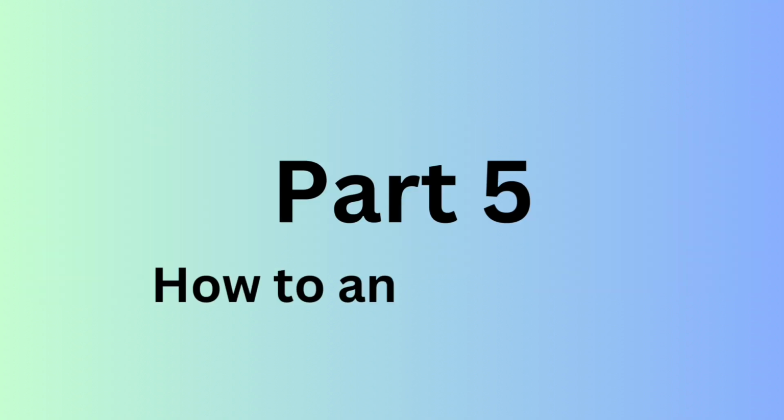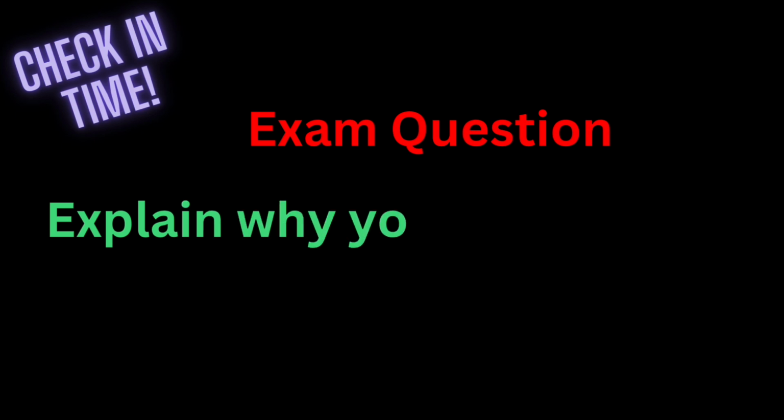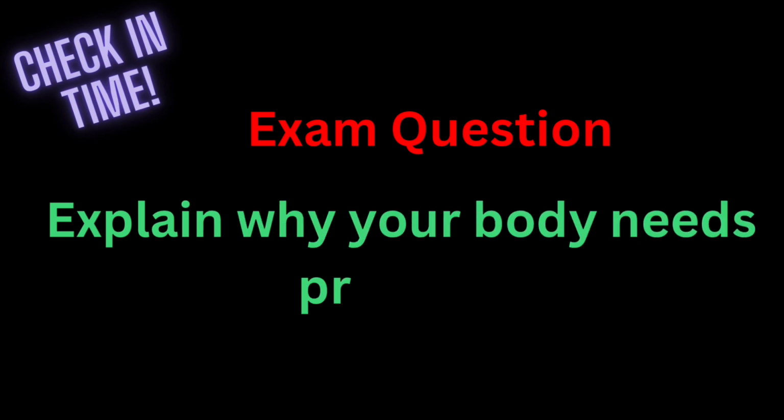In this final part of the video, we'll look at how to answer exam questions. You might want to go back and rewatch the earlier sections before moving on. I've got 4 exam style questions for you. Here's the first one. Explain why your body needs protein. So it's a 3-mark question. You should be able to think of 3 examples, 3 things, 3 proteins that your body needs to make. And I'll put the answer up in 3, 2, 1.